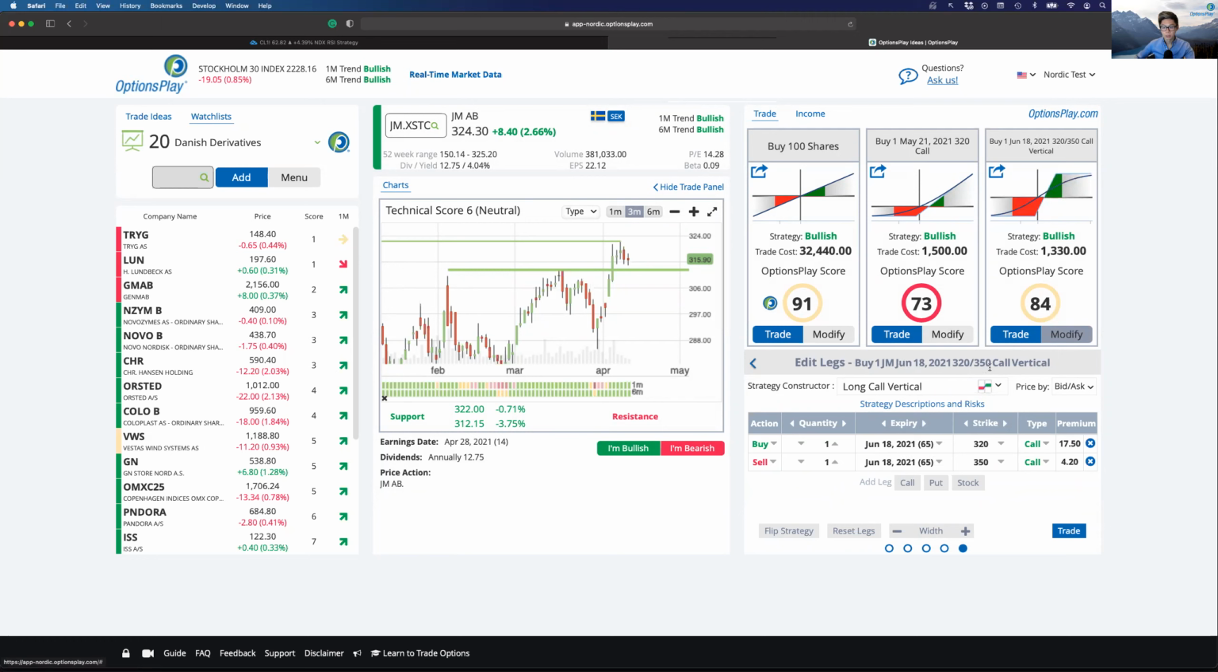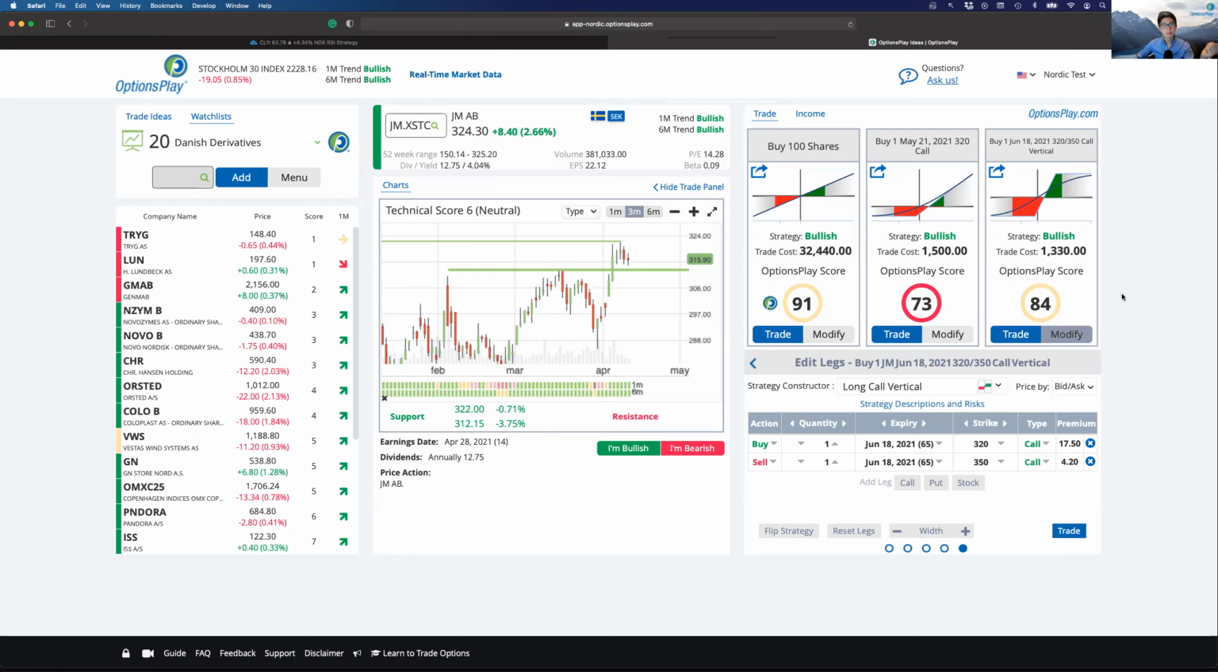I would go out to probably June. This reports earnings on April 28th. You can choose between the May or the June expirations. As you can see, the May ones cost me 1,260 crowns for one contract. If I go out to June, it would cost me 1,300 crowns. So only about 100 extra crowns buys me a whole extra month.